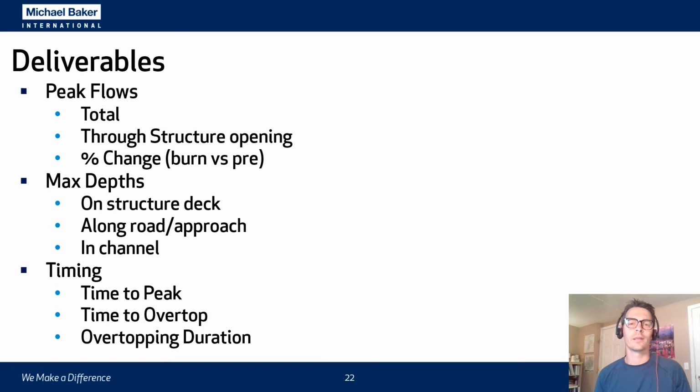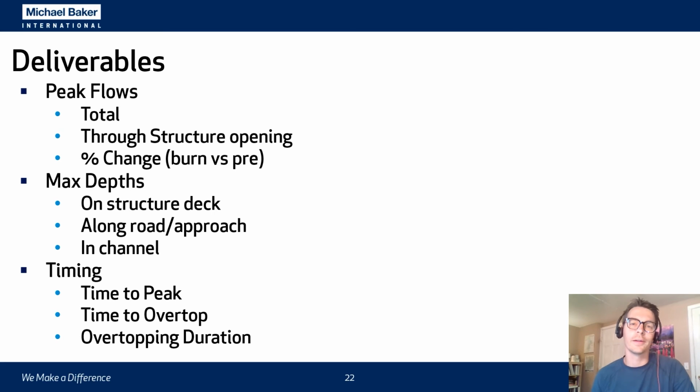As for the data that we actually delivered, our focus was 3 main variables. The peak flows, both total and what's going through the structure versus what's overtopping, and also a pre versus post fire assessment of that. We looked at the maximum depths of what's on top of the structure itself relative to the deck, and also along the road approaching the structure, because it's no good if the road is inundated, even if the structure is high and dry, and then also the max depth in the channel.